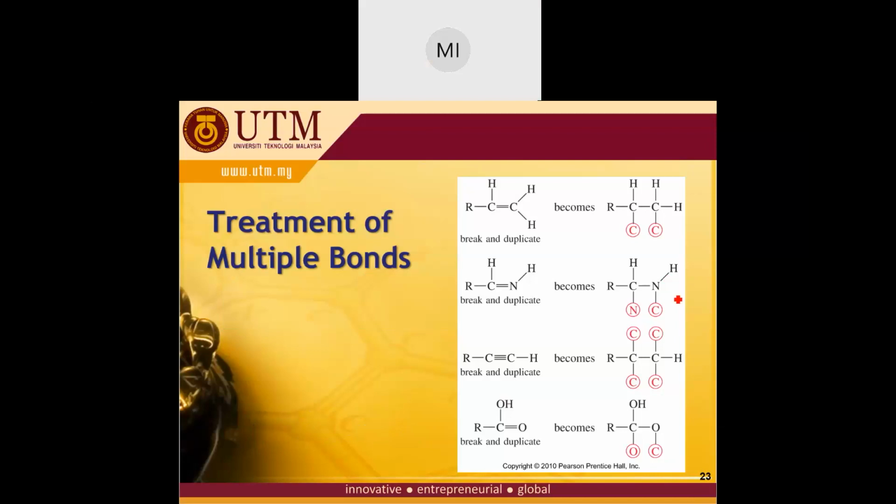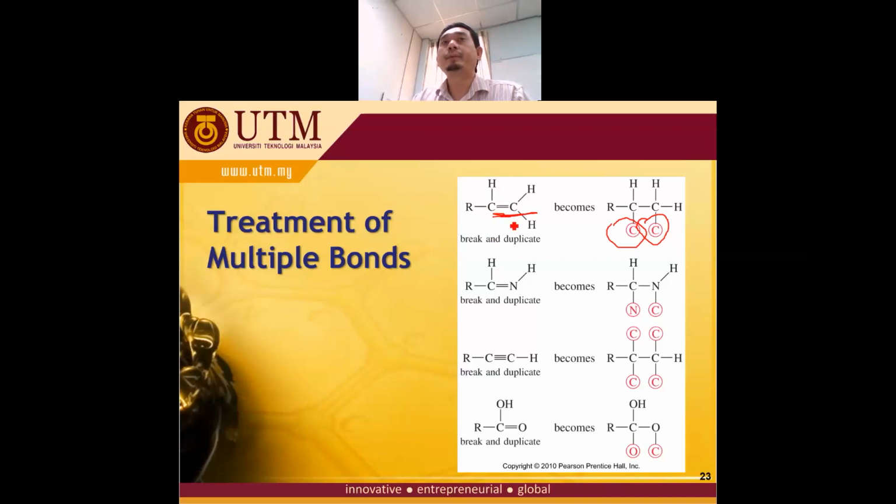Okay, treatment of multiple bonds. Treatment of multiple bonds means if the atom is attached to a double or triple bond, it will become like this. Because for the CIP rule, you need three atoms attached to the chiral carbon. So if we have a double bond, there are only two atoms, so we need to add another one. The one added is the same as the neighbor atom.